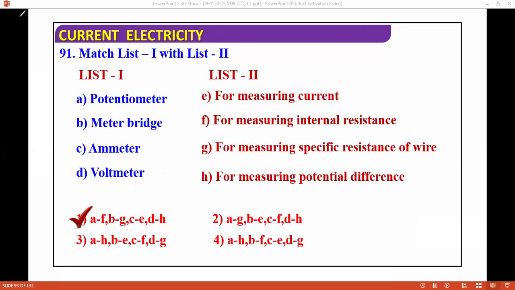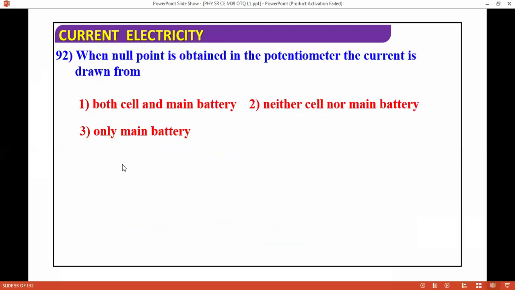Can we move to the next question? We are moving to the next question, guys. If you know, you know; if you don't know, don't mind me. When the null point is obtained in the potentiometer, the current is drawn from what? I already did this question. The answer: only from the main battery.